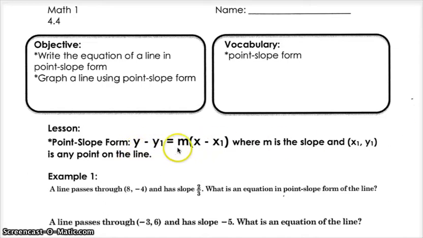This is the general form for point-slope form. x1 and y1 represent a point, shown here. M, again, represents slope. X and y are both variables. Whenever you are writing the equation in point-slope form, you need both a point and a slope. So let's go ahead and show you how to put lines in point-slope form.